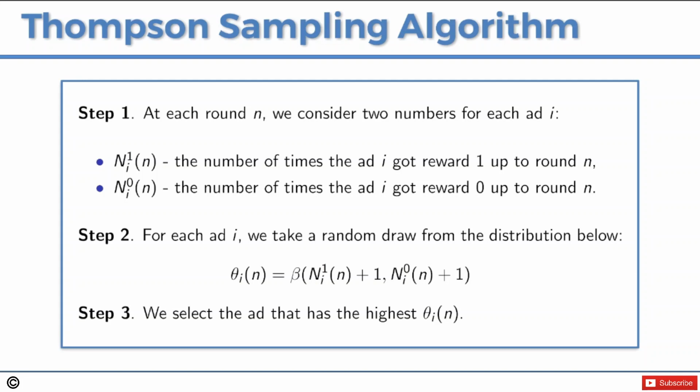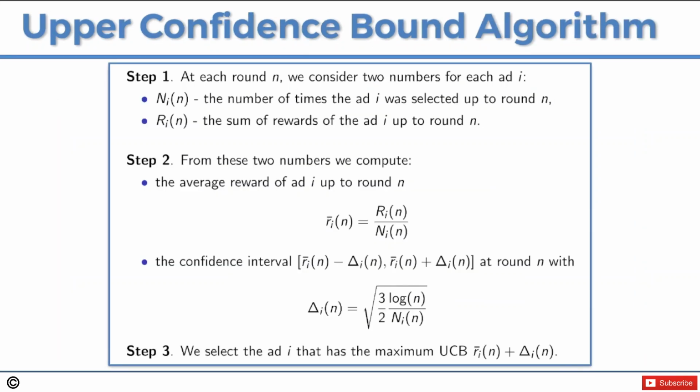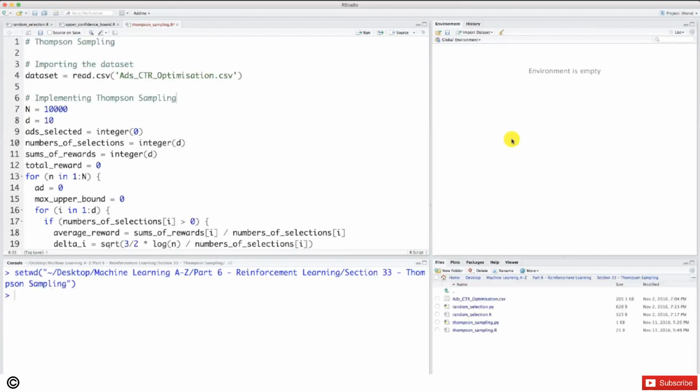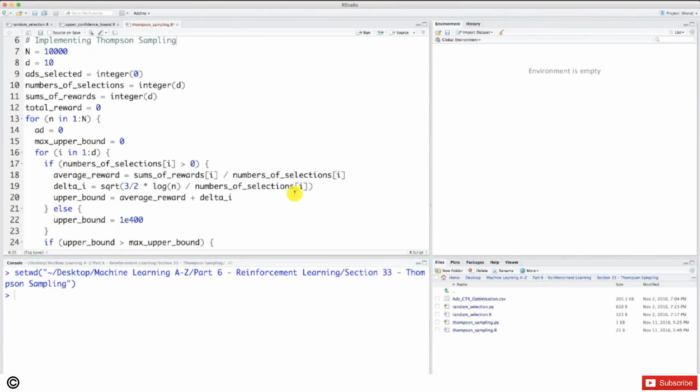And we can notice that if we compare this Thompson sampling algorithm to the UCB algorithm, well, it's the same step 1 with different parameters, because as you can notice here, in the step 1 of the upper confidence bound algorithm, we also consider 2 numbers. And these 2 numbers are the number of times the ad i was selected up to round n, and the sum of rewards of the ad i up to round n. So if we have a look at this code section here, which is the code section for the upper confidence bound algorithm, well, we can see that these 2 parameters are here and that these parameters are no longer the parameters for Thompson sampling.